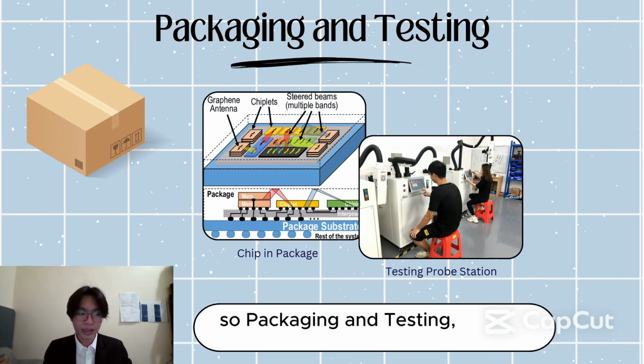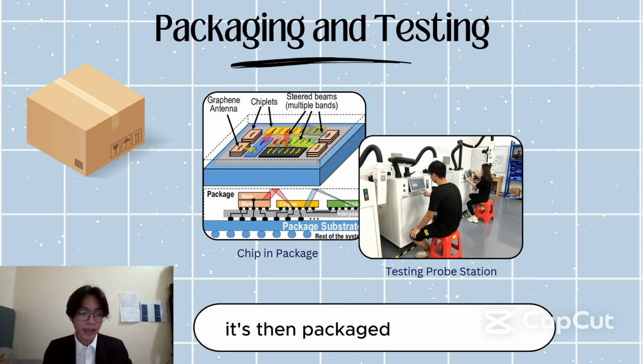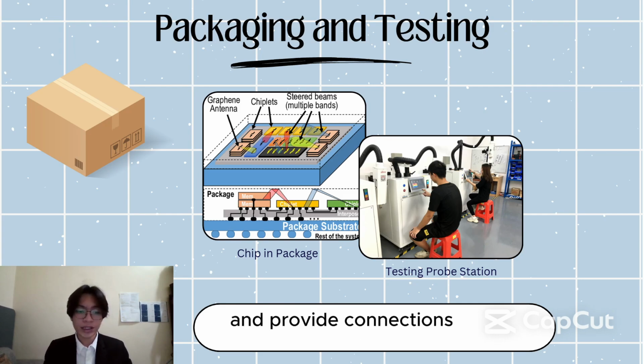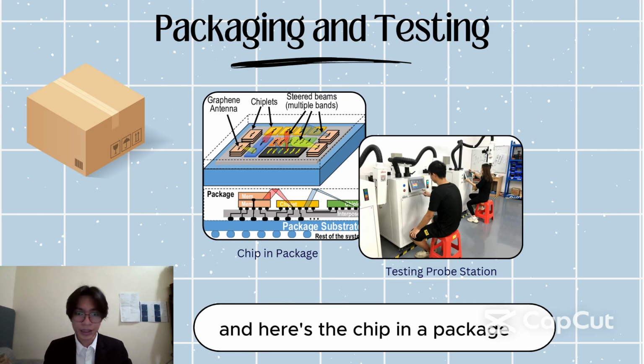Packaging and testing. After fabrication, each chip is tested to ensure it works correctly. It's then packaged to protect it and provide connections to a circuit board. The final product is the tiny chip you may find in your phone or your computer. Here are the testing probe stations where you test each chip to see if it works correctly. And here's the chip in a package. So you see the components.